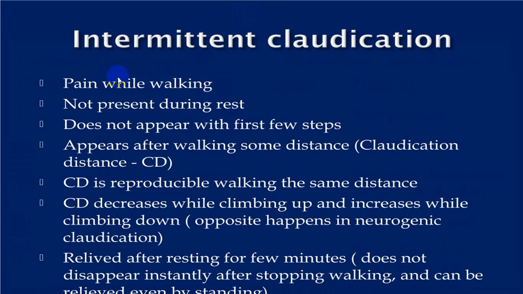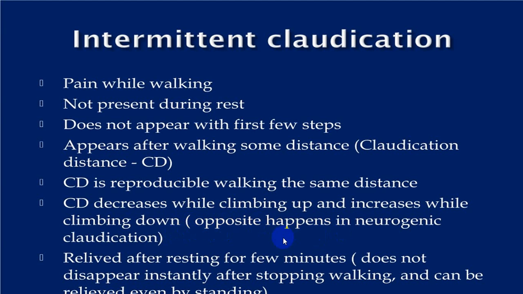Intermittent claudication will come while walking. It is not present during rest, and does not appear with a few steps. The pain will appear after walking some distance, and that distance is called claudication distance. That claudication distance is reproducible when walking the same distance. Say a person says that while walking from one particular spot to a second spot, next time also while walking the same distance, the person will get that pain. So claudication distance decreases as the limb ischemia increases, and particularly while climbing up and down.